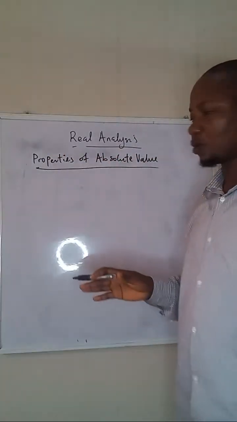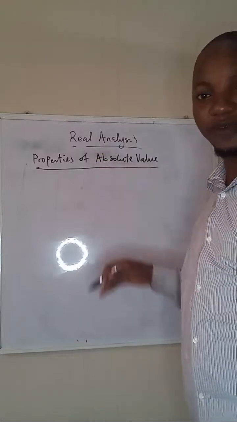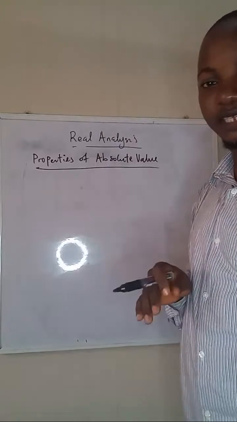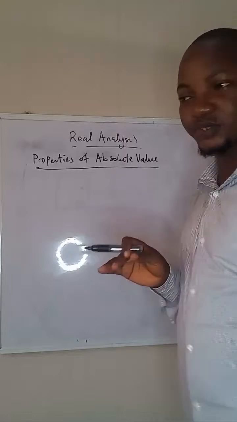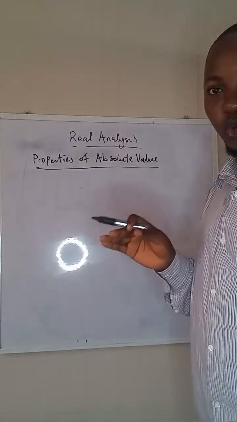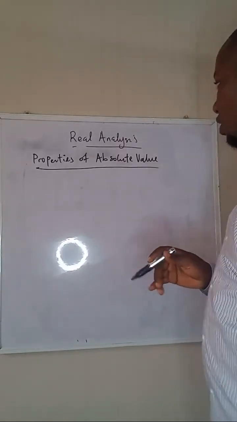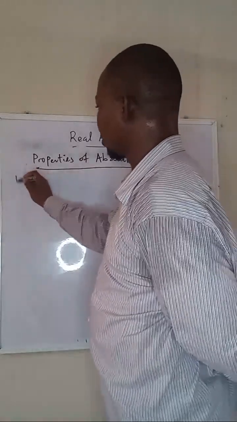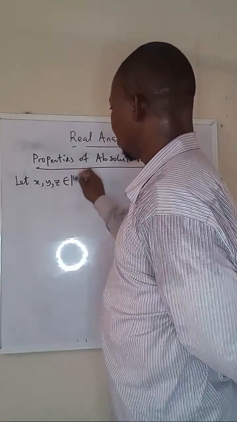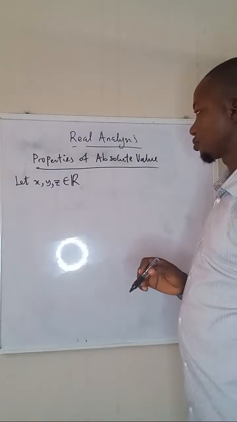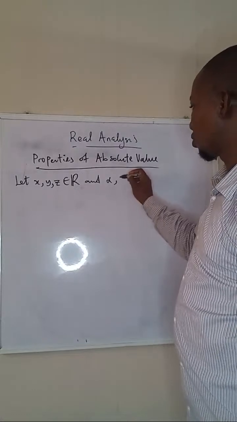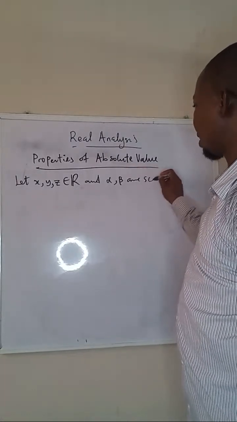So now we want to take some properties of the absolute value. There are many of them, but in this class we will be looking at just 8. As usual, any properties we define here, we will try as much as possible to show how they are like that. So let x, y, z be elements of R, and alpha, beta are scalars.